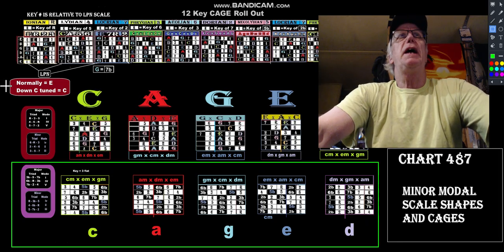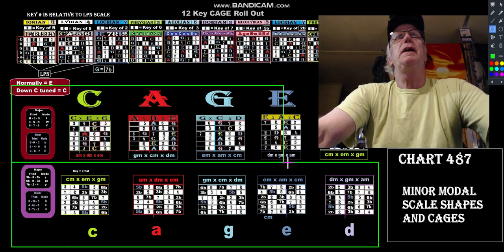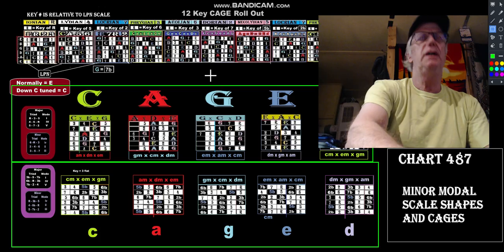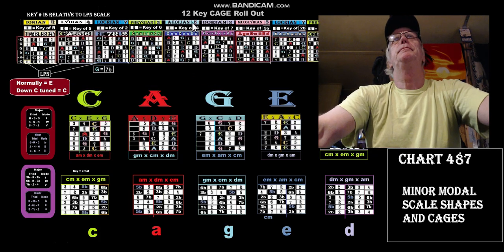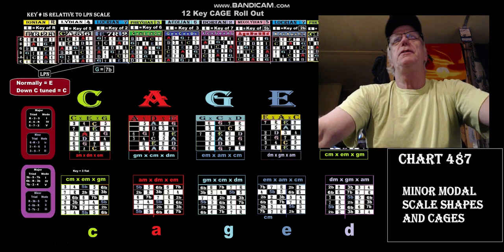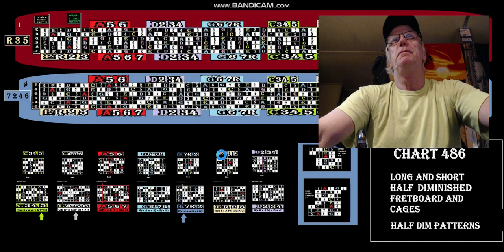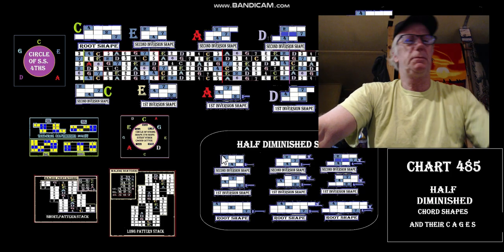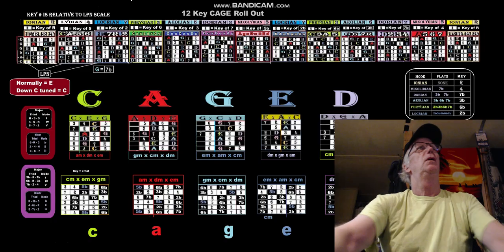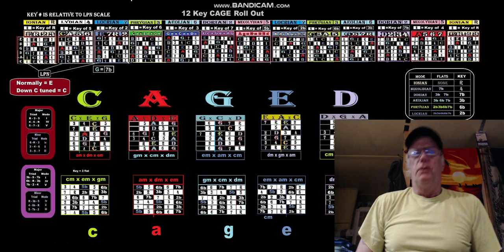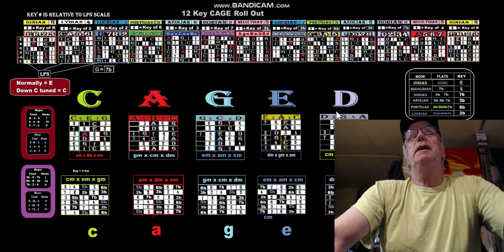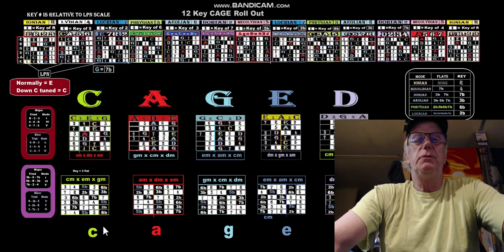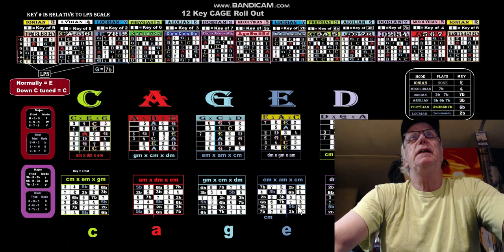So how does that differ from this up here? Okay, well, we don't have that. We'll have to move that down. So how does this differ from... oh, well, it differs from some different shapes here. Wow, we've got a bunch of half diminished here. Let's fix that. Okay. So how does the major cage system differ, and why would you want to make a minor cage system?